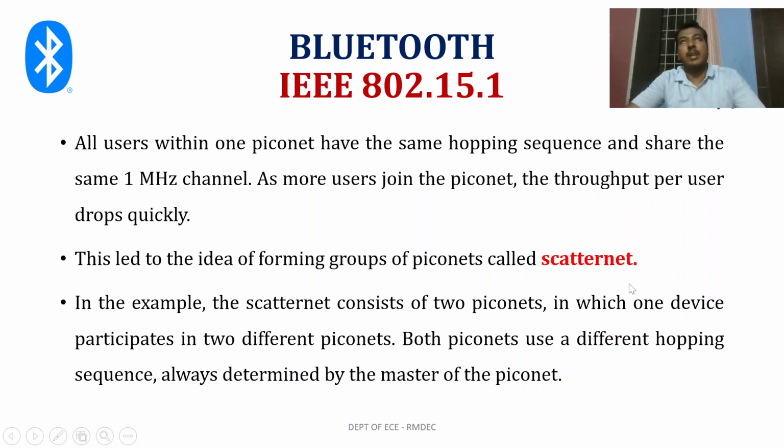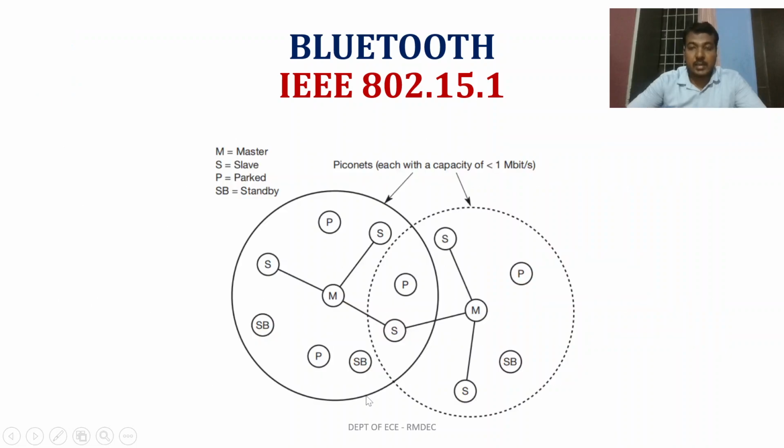Nowadays even up to version 5.2 of Bluetooth is available, and they follow this scatternet. In the example, the scatternet consists of 2 Piconets. For example, one Piconet contains one master and 7 slaves, and another Piconet contains one master and 7 slaves, and both will be connected here. One device participates in 2 different Piconets, so that one device itself will be connected in the 2 Piconets. Both Piconets use different hopping sequences, always determined by the master of the Piconet.